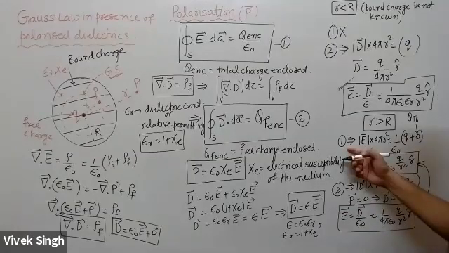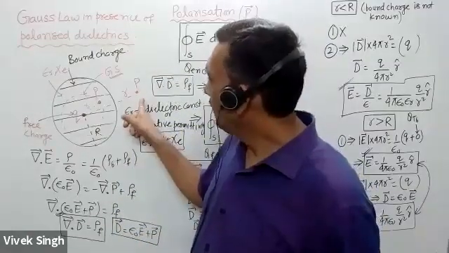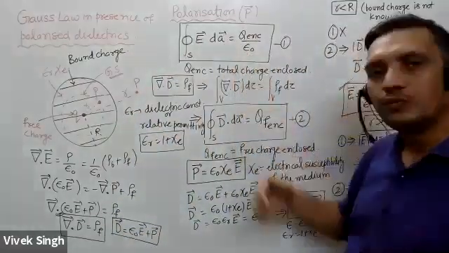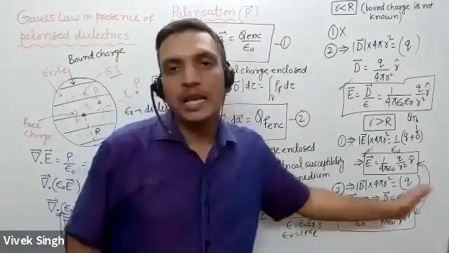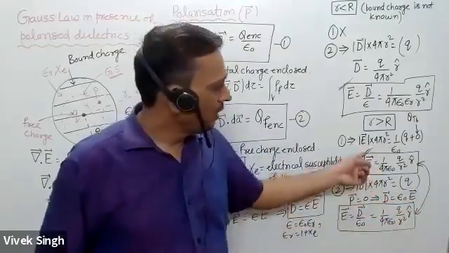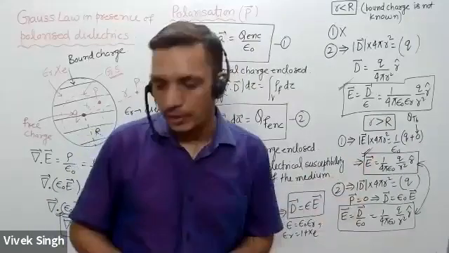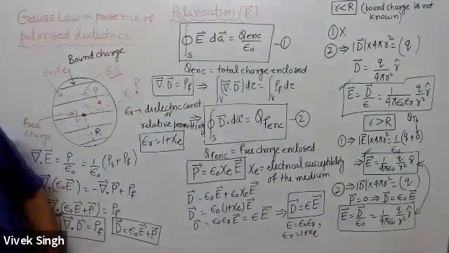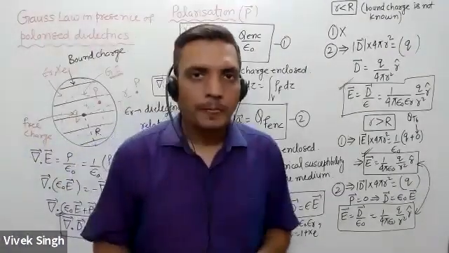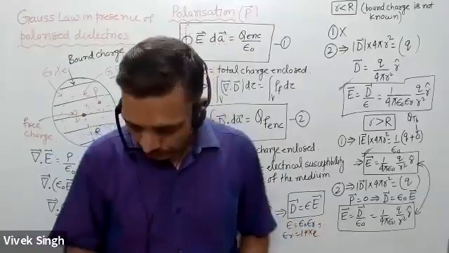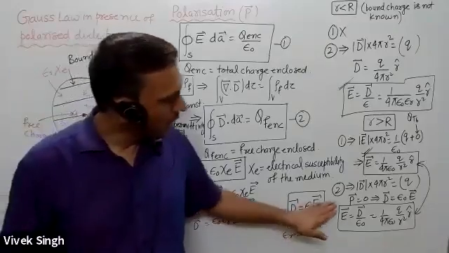Either you use equation 1 or 2. So for outside point, there is no polarization. In that case, you can use equation 1 or 2. From both relation, you will get same electric field. Just see, because D is epsilon naught E in free space. And here you have directly used equation 1. So both relation will give you same electric field. Is it clear? Yes, sir. Okay.